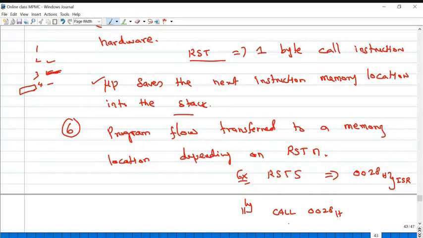Whenever the return statement is found, the processor retrieves the information stored in the stack memory and starts executing the normal program. Please remember that. So with RST5, the program flow goes to address location 0028 according to the vector address. This operation is similar to calling the 0028 address location using a call instruction.